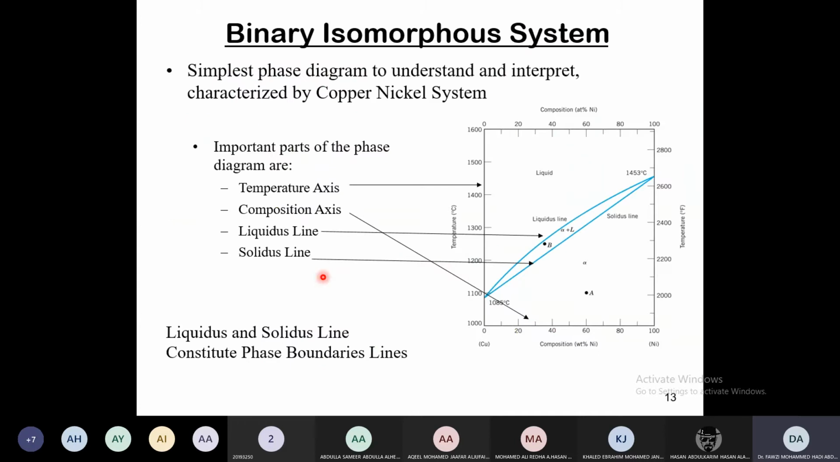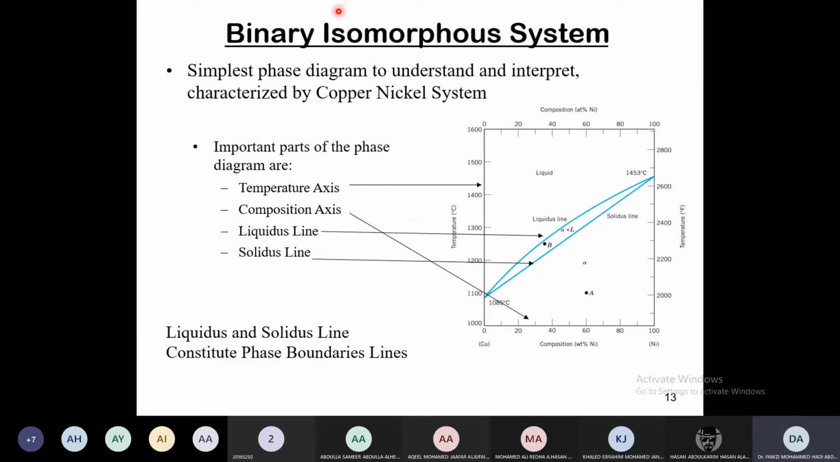To start with, binary isomorphous phase diagram, the copper nickel system is one example, and it is an important system. Again, what do we mean by binary? Binary, we mean a system of 2 components. So in this case, for example, we have copper and nickel. Here, that's nickel and that's copper.